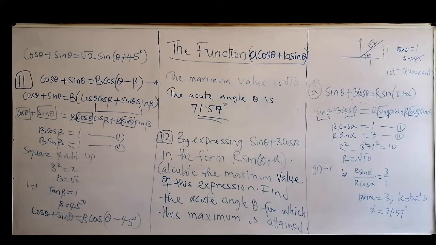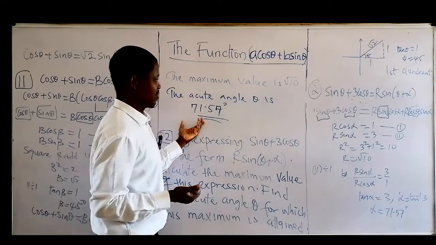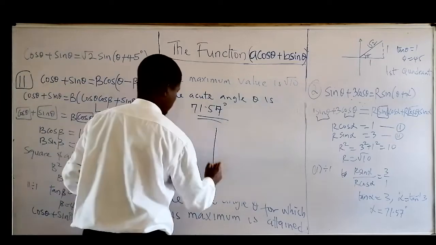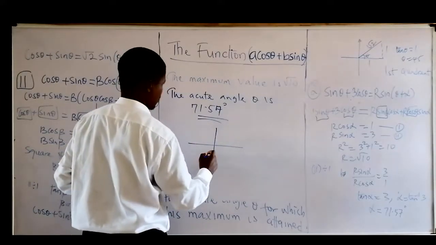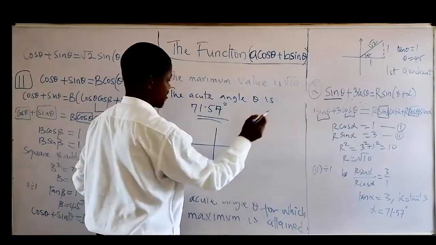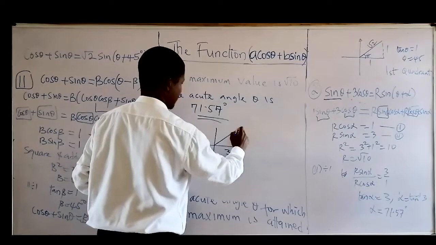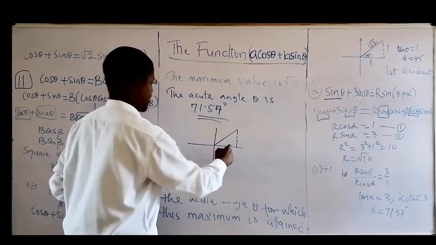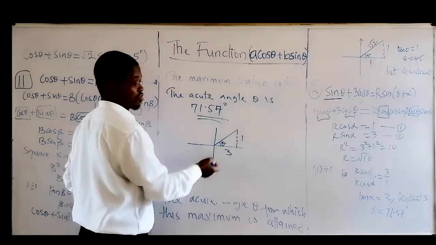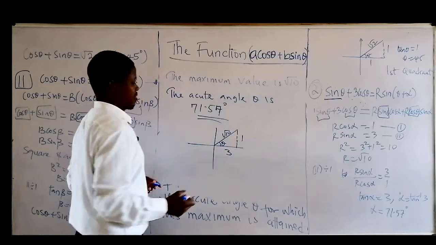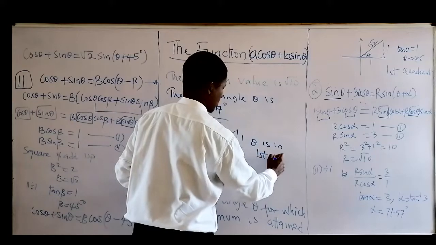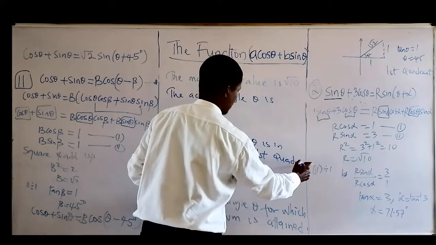We can also take the quadrant. Automatically, this one is in the first quadrant. You can take the quadrant if we are told to. If you want to take the quadrant, just draw your four cardinal points. The coefficient of cos theta is 3, horizontal, and then for the vertical, the coefficient of sine is 1. So this is root 10, and theta is in the first quadrant.